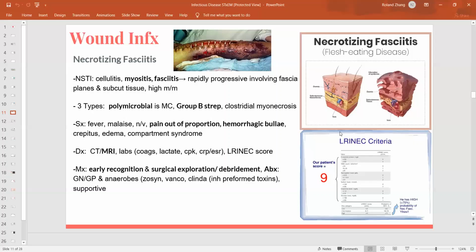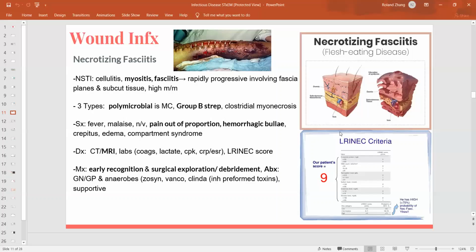The way you diagnose this is clinical judgment and suspicion, but you can also get an x-ray to see if there's gas, which is pathognomonic for this disease. You can get a CT scan, but oftentimes, if you have high suspicion, you just start them on antibiotics, call surgery, and get them to the OR to debride the tissue.